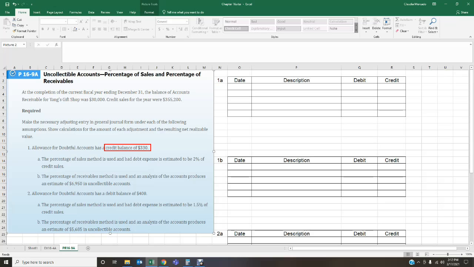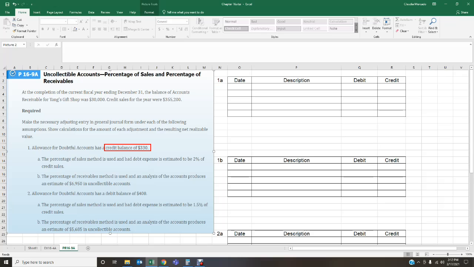Before we go into the problem, let's identify what kind of an account the allowance for doubtful accounts is. It is a contra asset account. It has a normal balance of a credit. A credit increases the account, a debit decreases. How I see it, the allowance is a bucket. We put money into the allowance for doubtful accounts that we estimate we're not going to collect. So we put the money into the bucket, we credit the bucket. The bucket is holding right now a credit of $330.